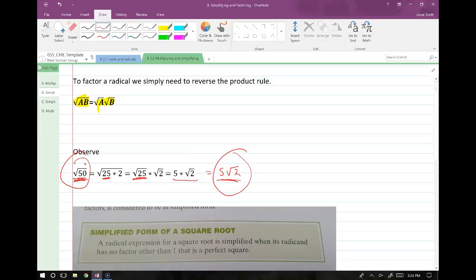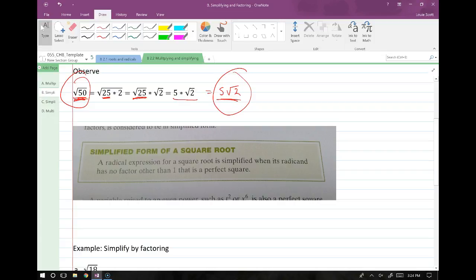Okay, so what do we mean by a simplified form of a square root? Well, a square root is simplified when its radicand has no factor other than one that is a perfect square, right? And so if I say the square root of 5, right, the only factors of 5 are 5 and 1. Neither of these is a perfect square, right? So it's just 5. Yeah, so 5 is where it has to stay. However, okay, so now let's just do some examples.